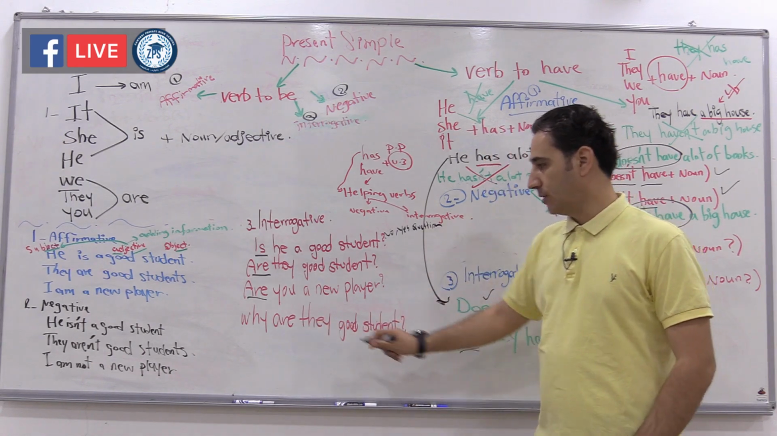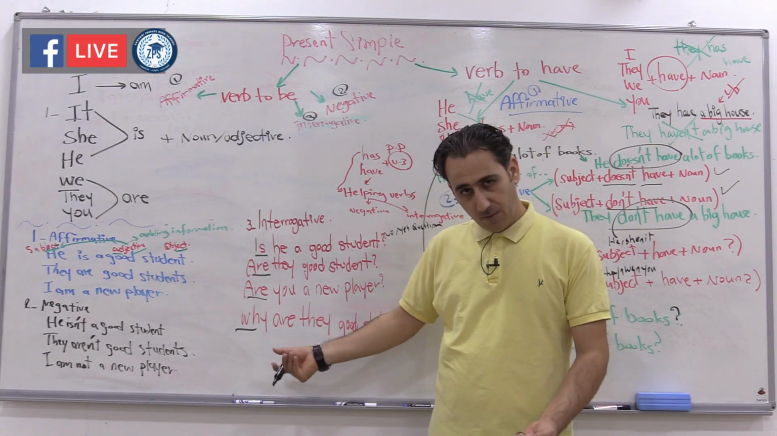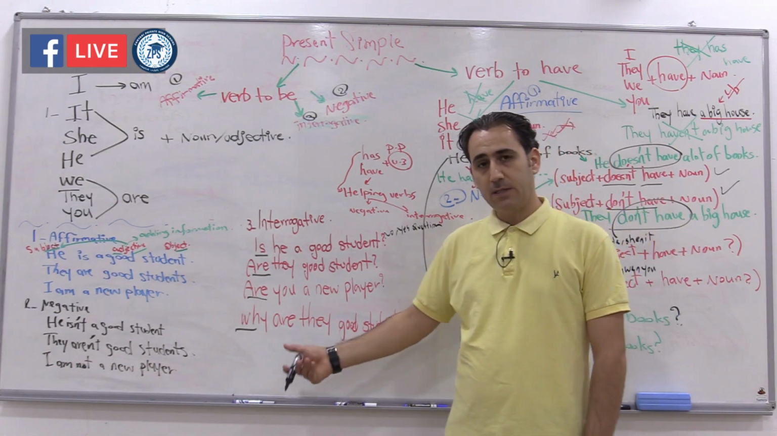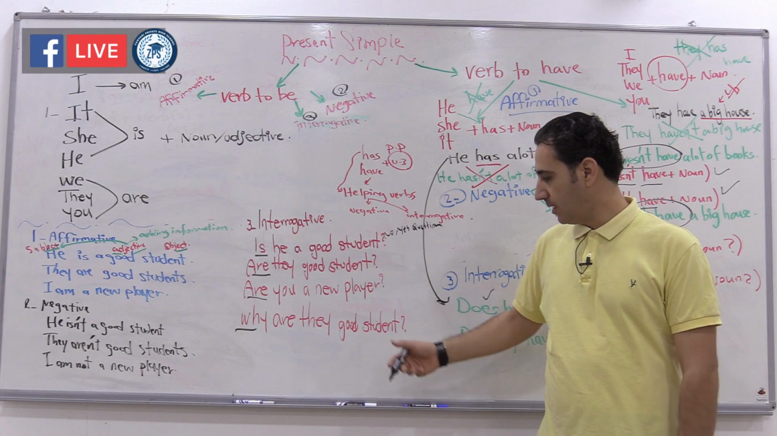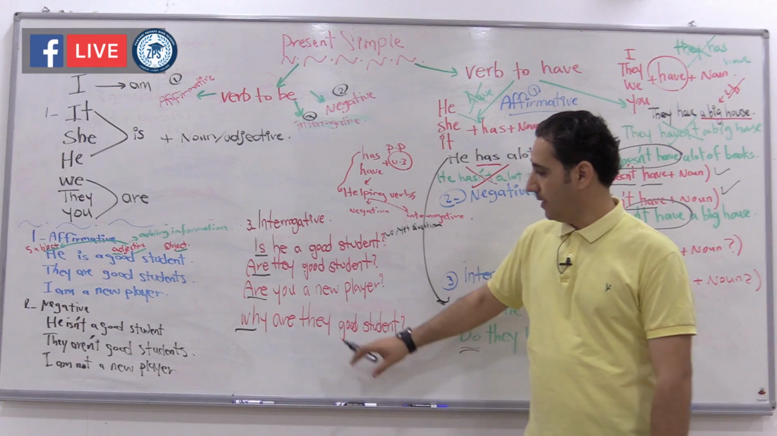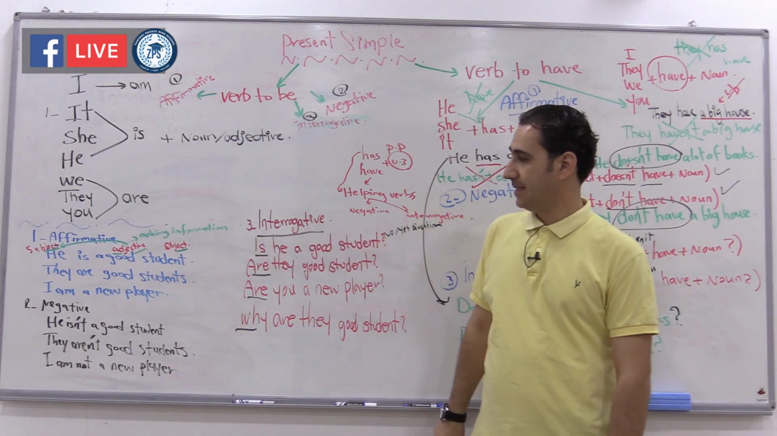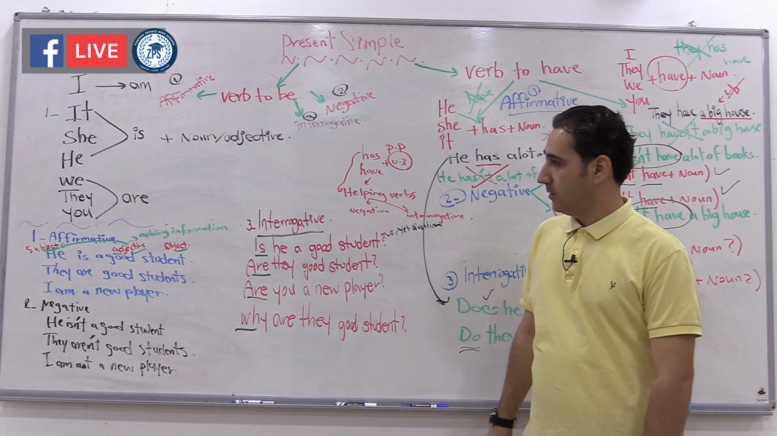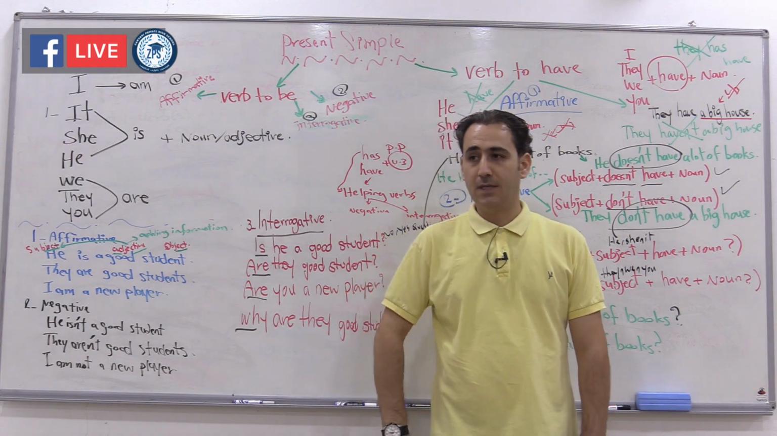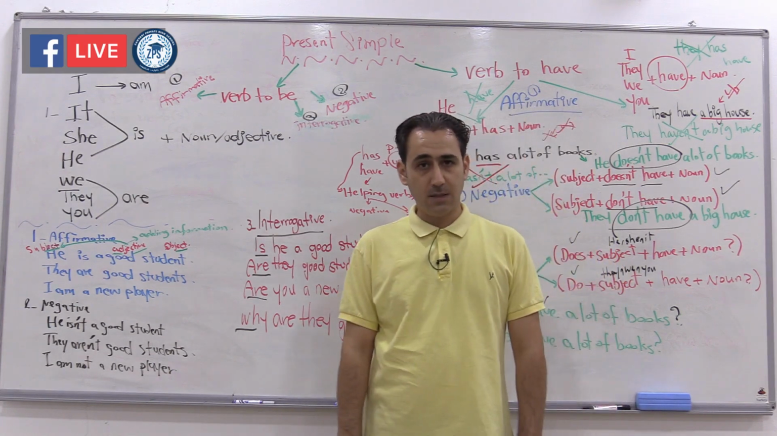Why are they good students? Again, we have a WH question. We can use WH words at the beginning of the sentence. Then the helping verb, or let's say the verb to be, then the subject, then the complement. So this is an example of using an interrogative sentence. Okay, so present simple is finished. Now let's move to the second tense, which is past simple.